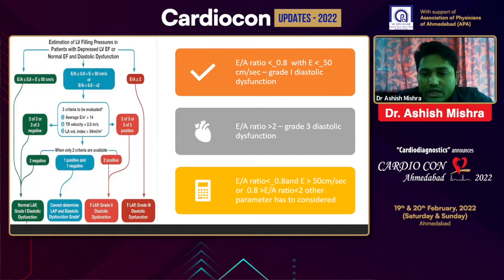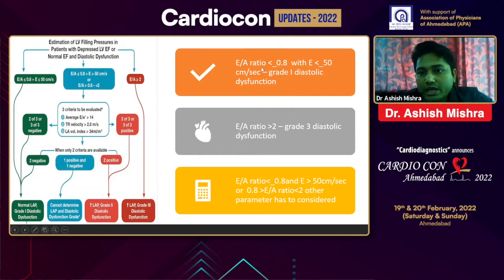So based on the E and A velocity and the E/A ratio, we can assess diastolic function and also grade LV diastolic dysfunction. This is a typical algorithm as per the American Society of Echocardiography, and we will be discussing it in detail right at the end of this assessment of various variables.